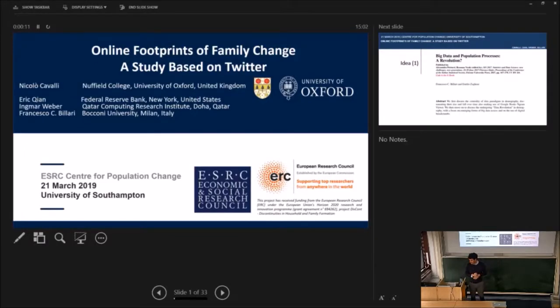What I would like to talk about today is an attempt at using Twitter data and digital breadcrumbs data to track population change and explore dimensions related to demographic analysis and demographic change. This is co-authored work with Eric Chan at the Federal Reserve Bank in New York, Ingmar Weber from the Qatar Computing Research Institute, and Francesco Billari, who's at Bocconi.